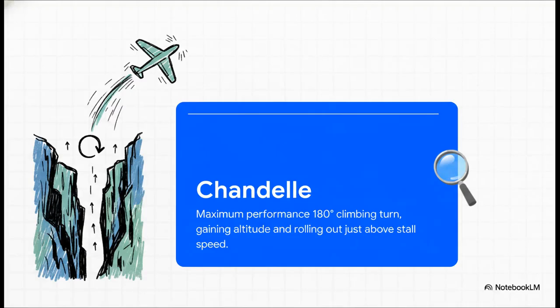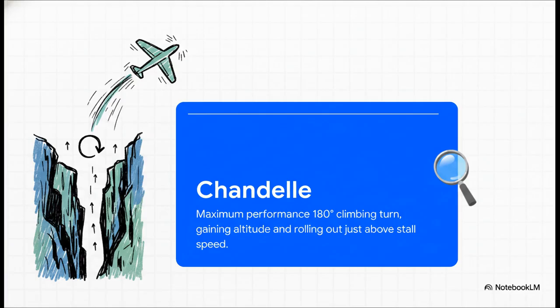So, what actually is a Chandelle? Well, let's dive into this definition. It's definitely not just your everyday turn. It's a maximum performance climbing turn. The entire goal here is to change your heading by exactly 180 degrees, while simultaneously gaining as much altitude as physically possible, and eventually rolling out of the turn, flying just a tiny bit above the aircraft's stall speed.